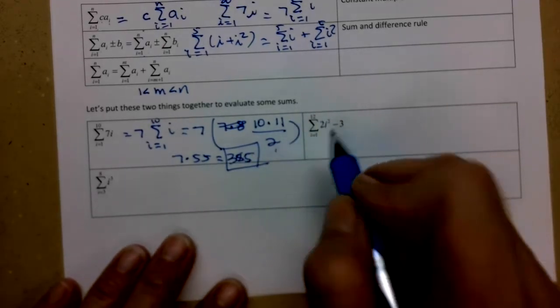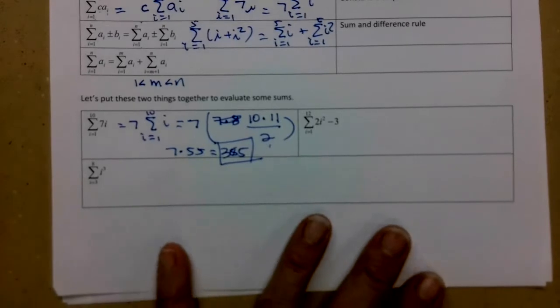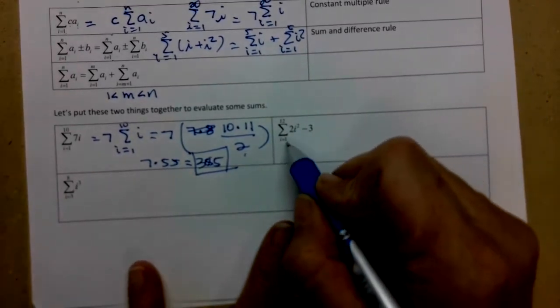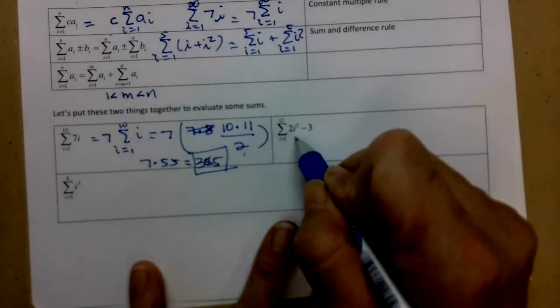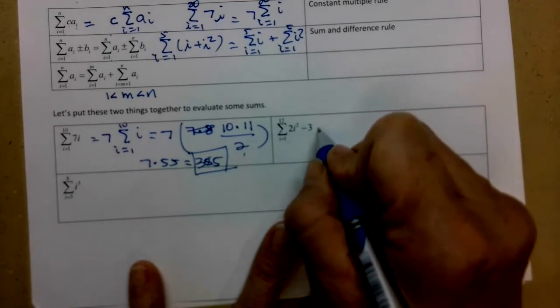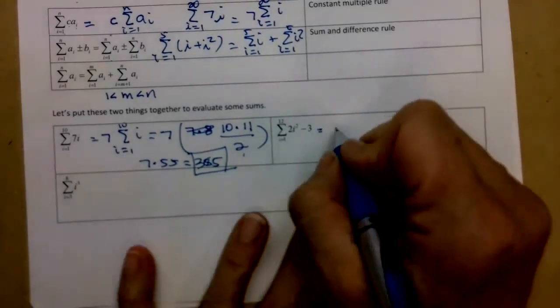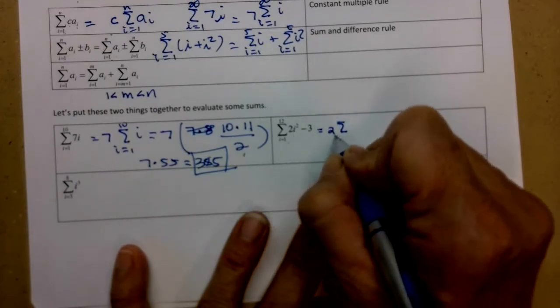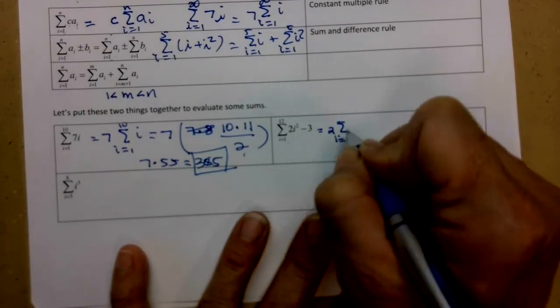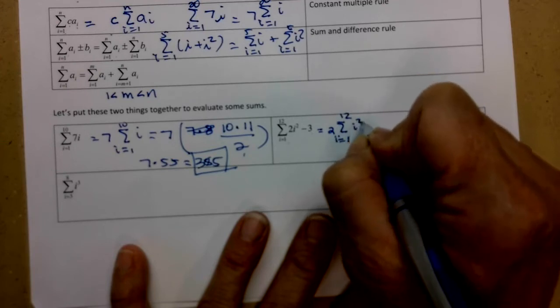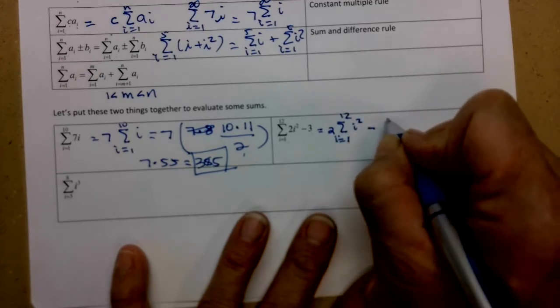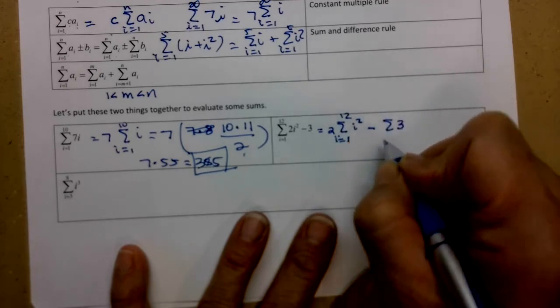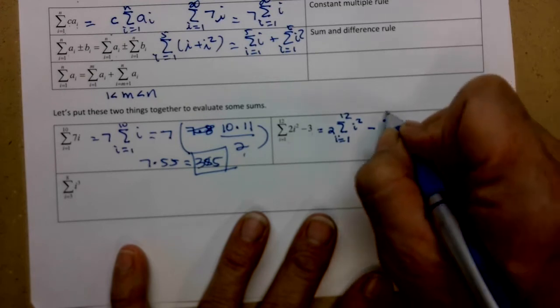So 1 to 12. You almost always start at 1, but you really should actually look at it. So this does start at 1. 1 to 12 of 2i squared minus 3. So we're going to split it apart. Move your 2 out in front: 2 times the sum of i squared from i equals 1 to 12, minus the sum of 3 from 1 to 12.